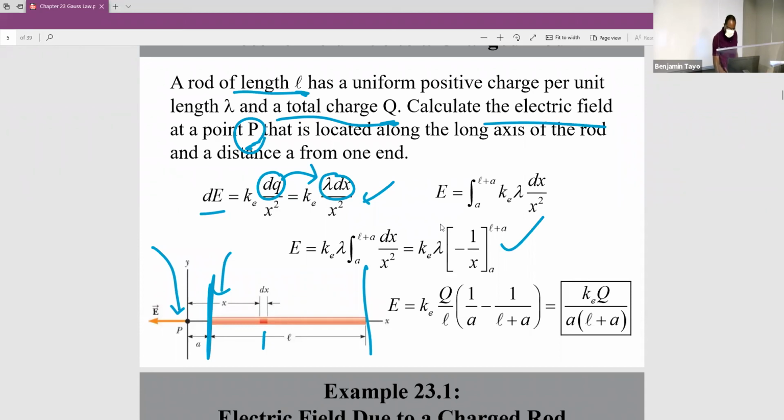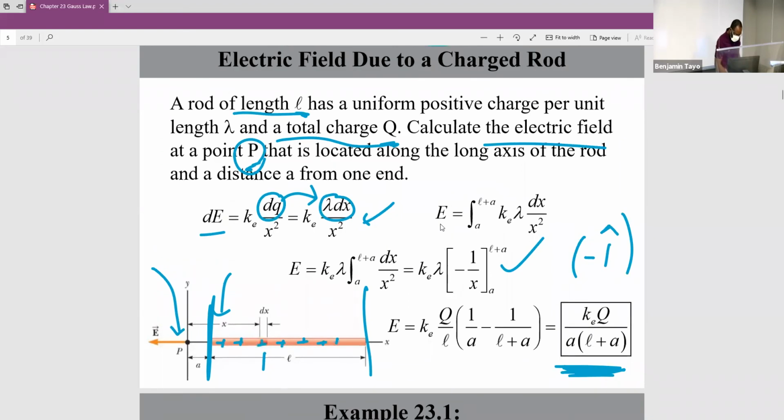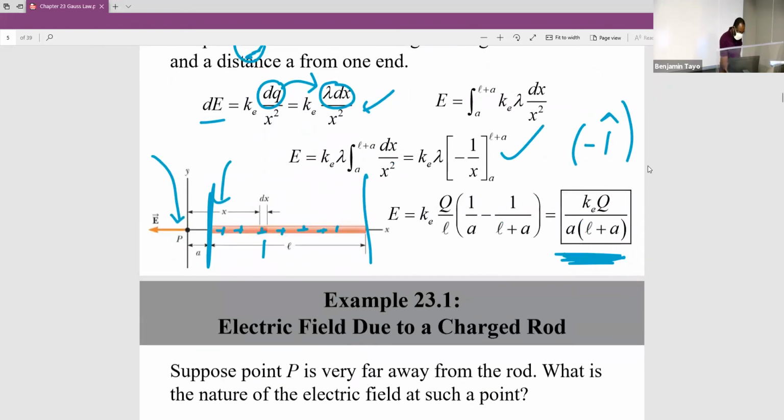So if you do this integral and you simplify, you get this electric field. Notice that what we've done here, we just calculated the magnitude, right? But in terms of the unit vectors, this will be pointing in the negative i hat direction. Because remember, we always said that everything is a positive charge. So if this is a positive charge, when I calculate my electric field at point P, I expect the electric field to be pointing in that direction right there.